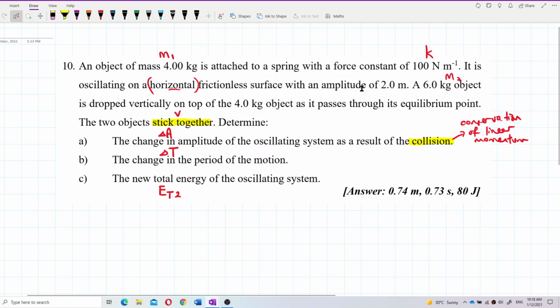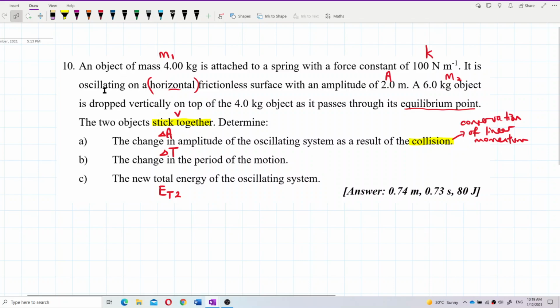So it has the amplitude, this amplitude. So this object will drop vertically on this object as it passes through the equilibrium point. When does it happen? It happens at the equilibrium point when the 6 kg drops onto it. Okay, so how are we going to do question A?